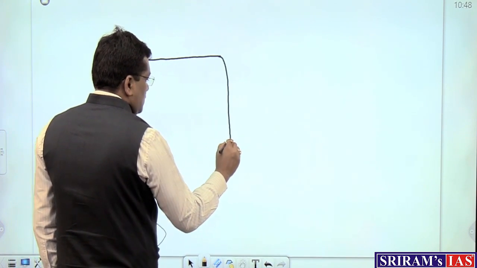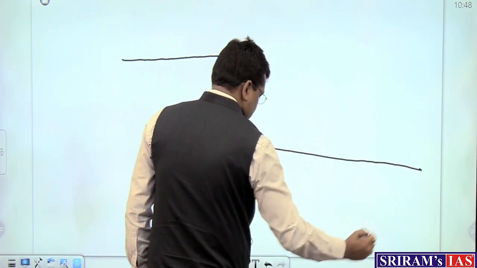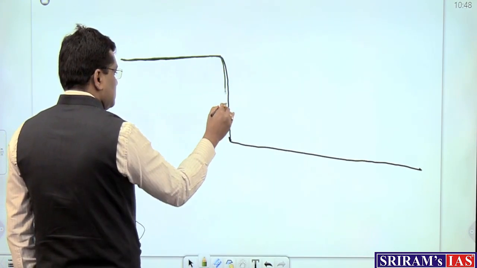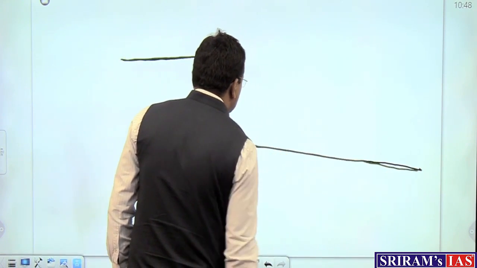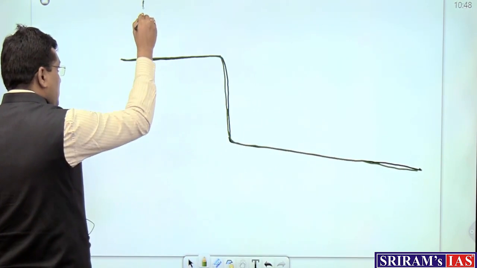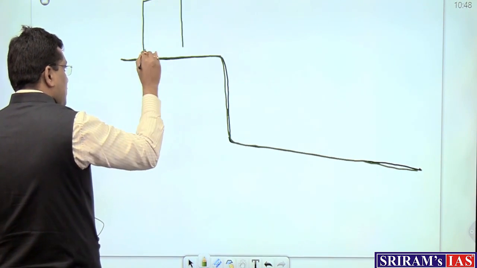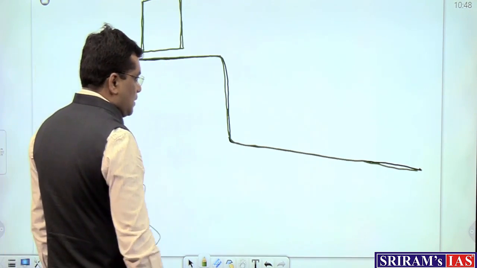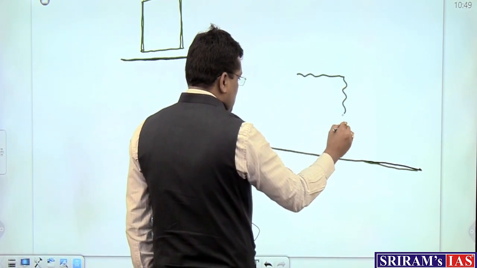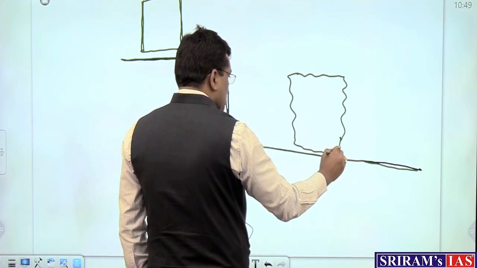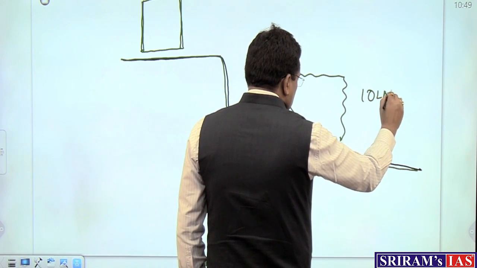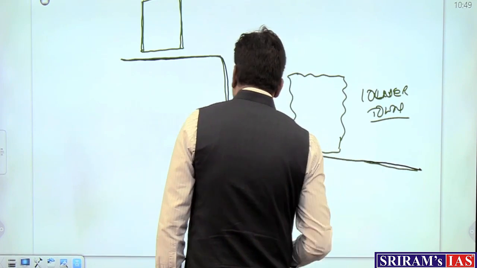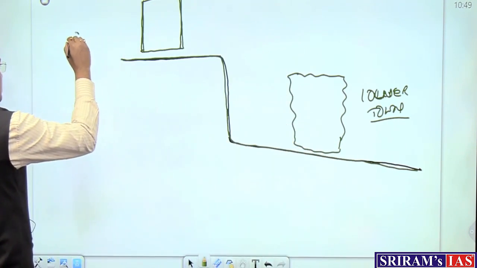Suppose this is the landscape anywhere. Normally this is the place where we coin the citadel. The west side is the citadel, and here on the east side, this is the lower town. So, citadel and lower town.